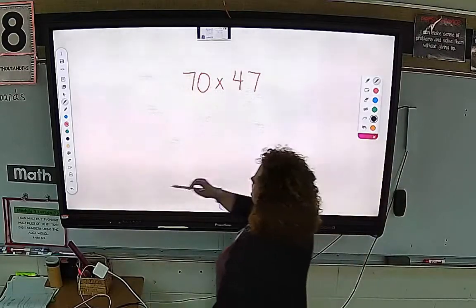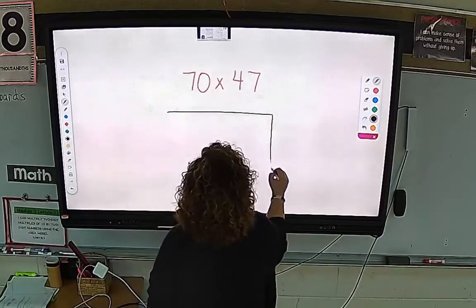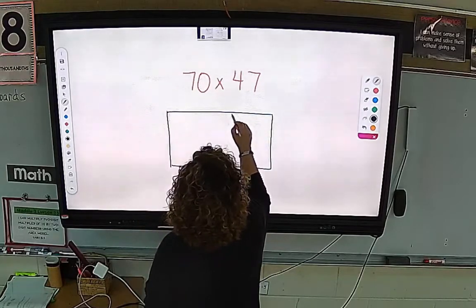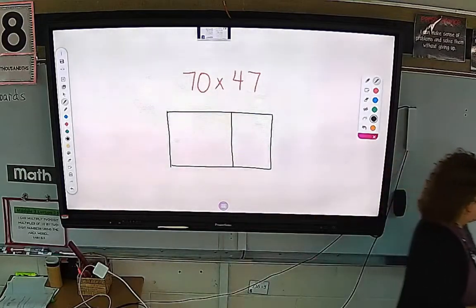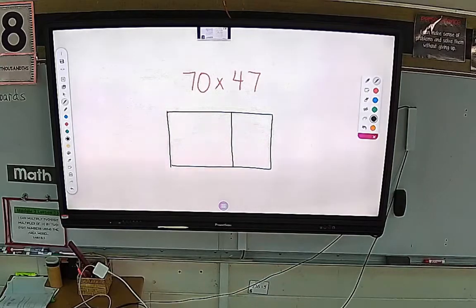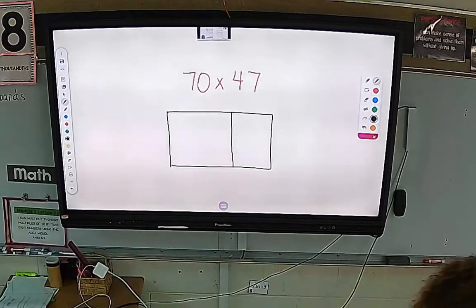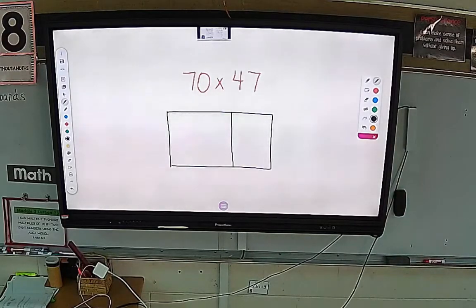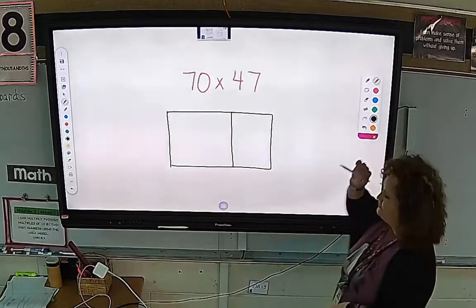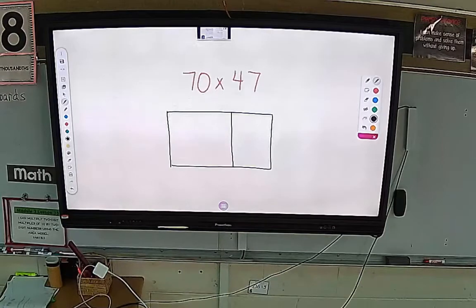Okay, let's give that one a try right there. 70 times 47. Try your best to remember where things go, like the math problems inside each box. Solve the multiplication in each box, and then you're going to add those two pieces together.